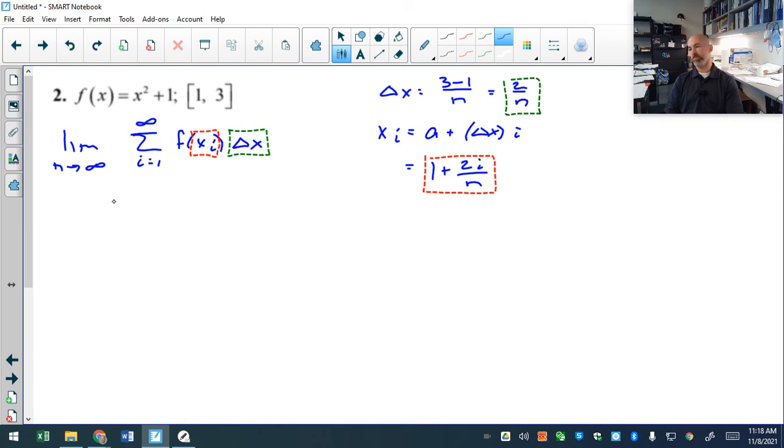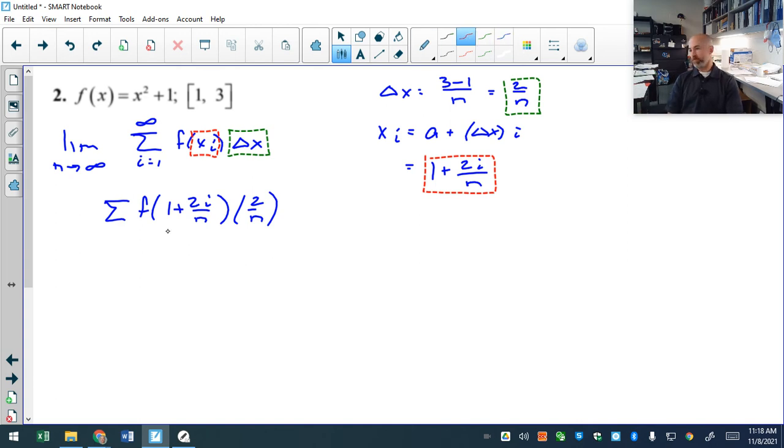Right, so I'm going to be a little bit lazy again. I'm not going to rewrite the limit over and over again. F of x sub I becomes f of 1 plus 2I over n times delta x, which is 2 over n. Step 1. Each individual step is not bad. The problem is there's just like 36 of them before you're done. So the first step is fairly straightforward algebra, substitution.